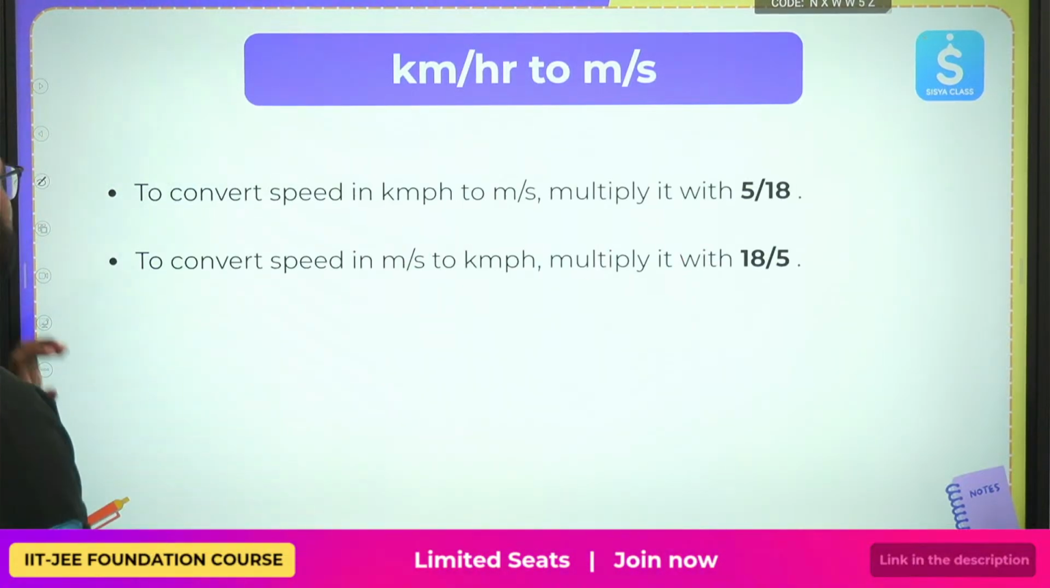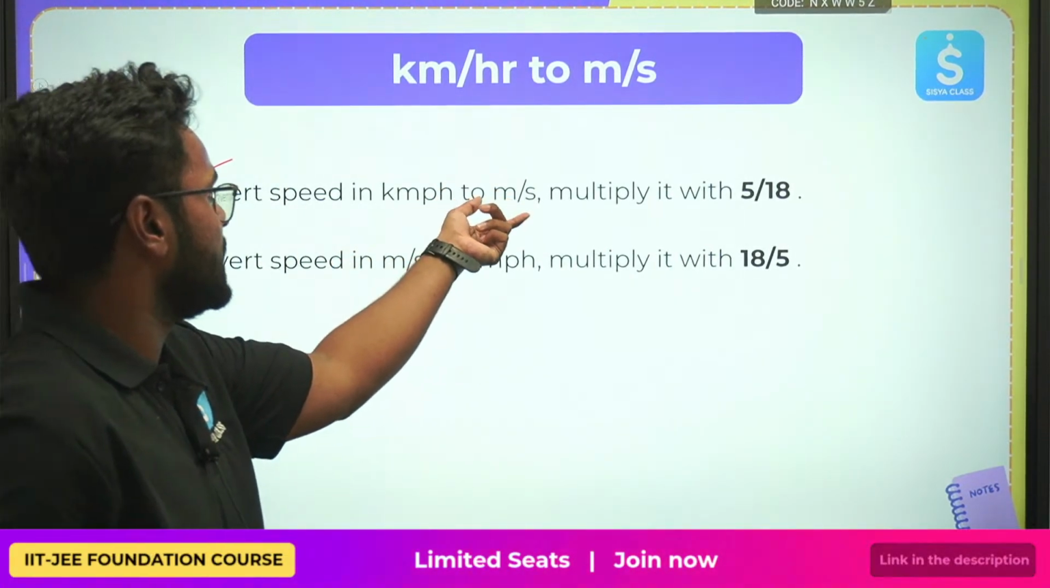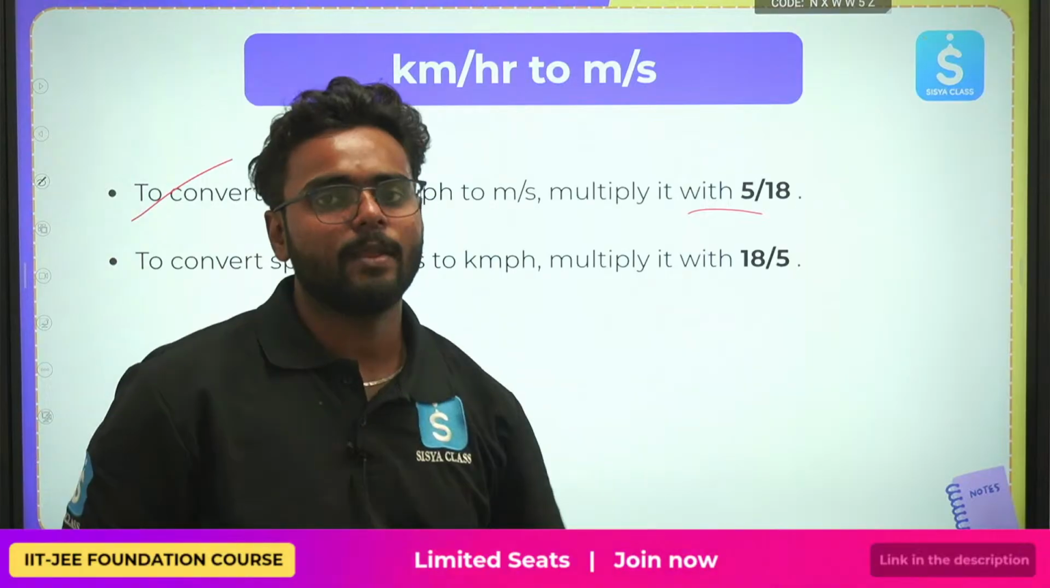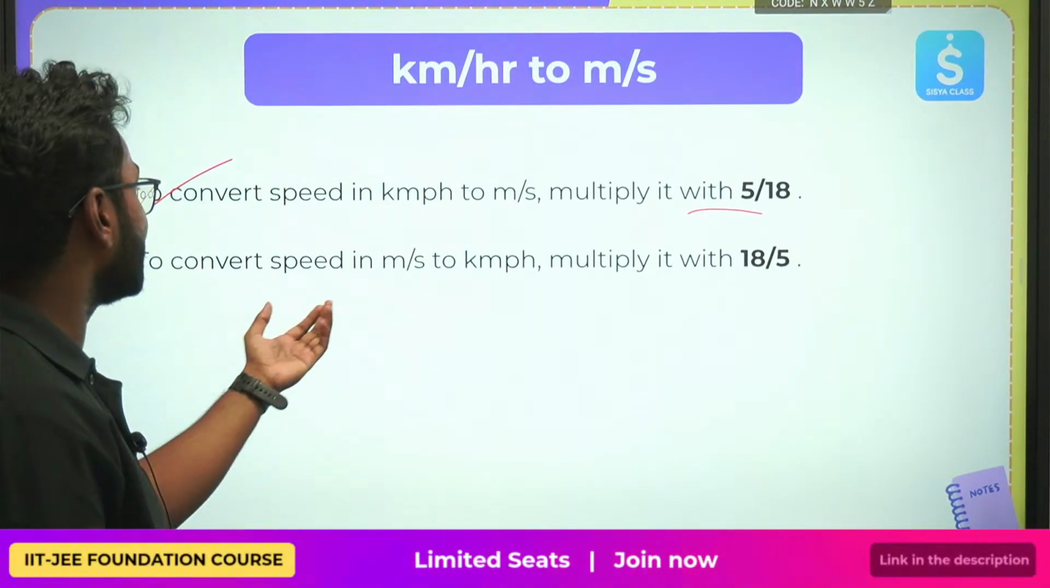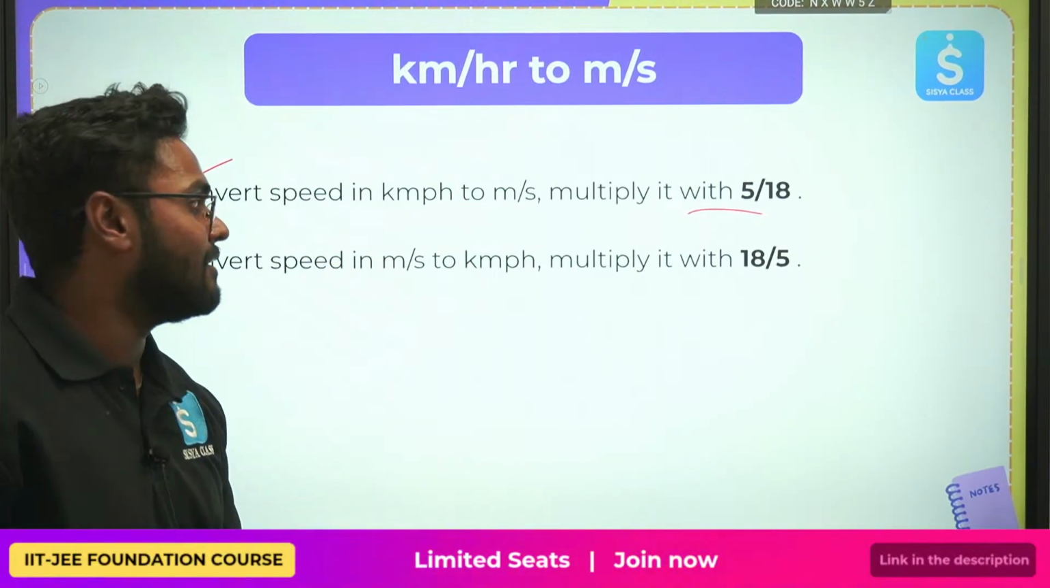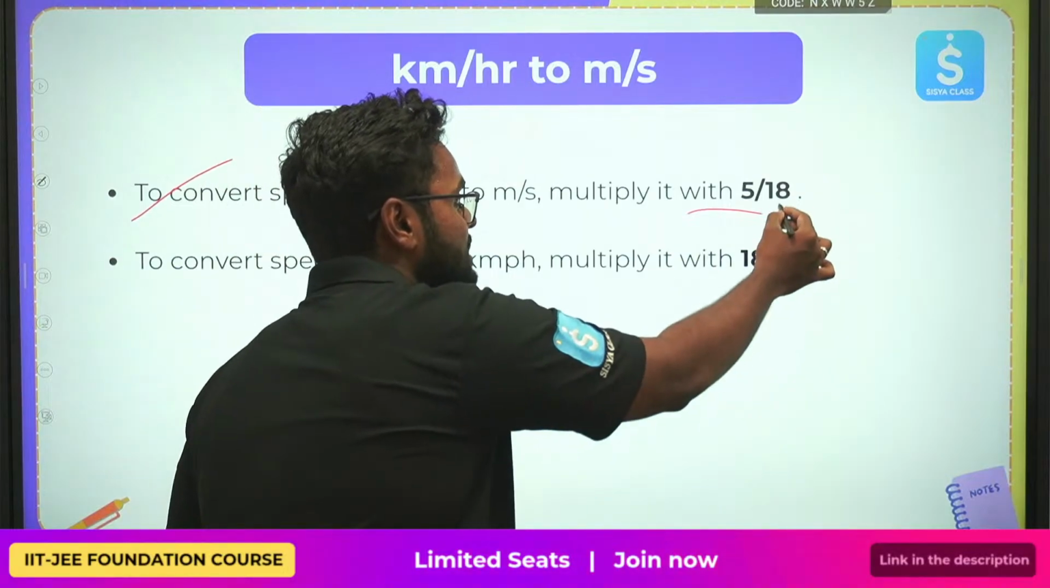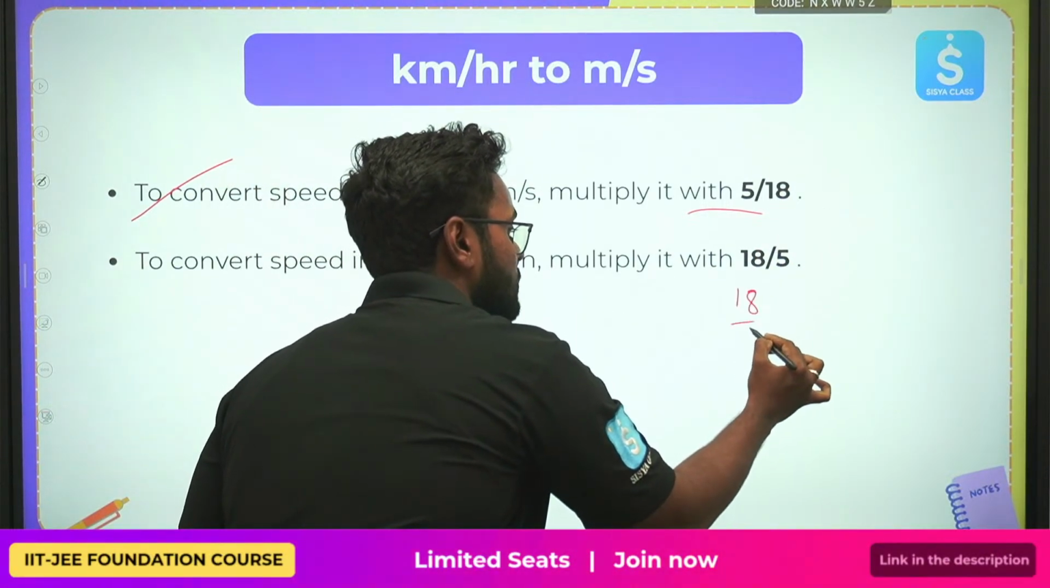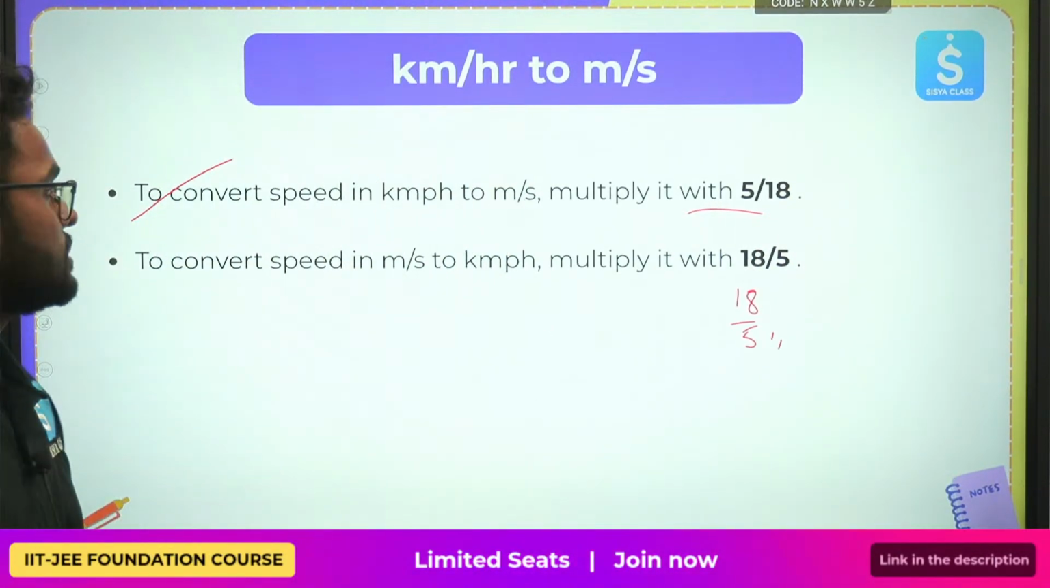So let us check this. To convert speed from kmph to meters per second, we have to multiply it by 5 by 18. And if we have to convert meters per second to kilometers per hour, we have to multiply it by the reciprocal of this, which is 18 upon 5. If you understood, let's go.